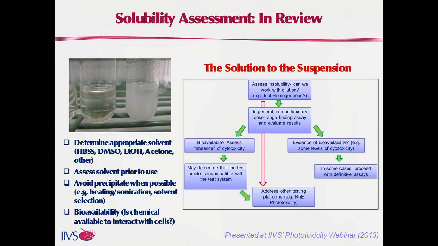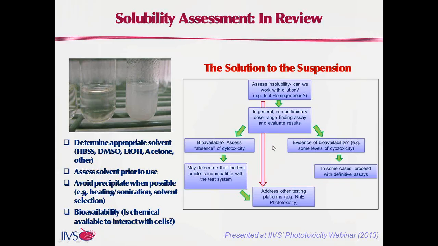The first question we have is, how do we assess the insolubility? Can we work with something that's not completely soluble? Is it a homogeneous suspension? In some cases, we may find that it's so insoluble, perhaps it's forming a biphasic suspension, or the precipitates are very large. We may need to directly go into addressing other testing platforms. But in some cases, we can also look at running a preliminary dose range finding assay and evaluate results.